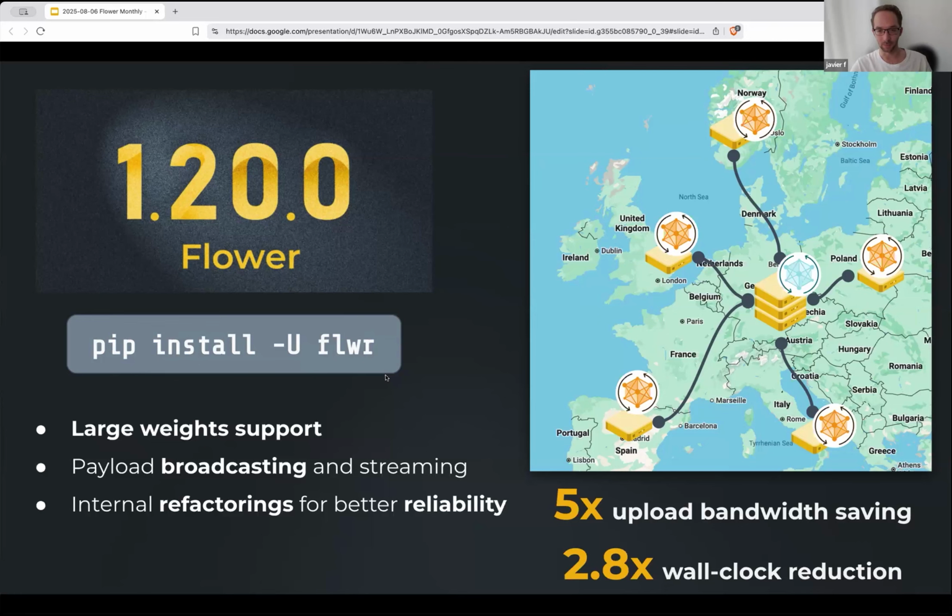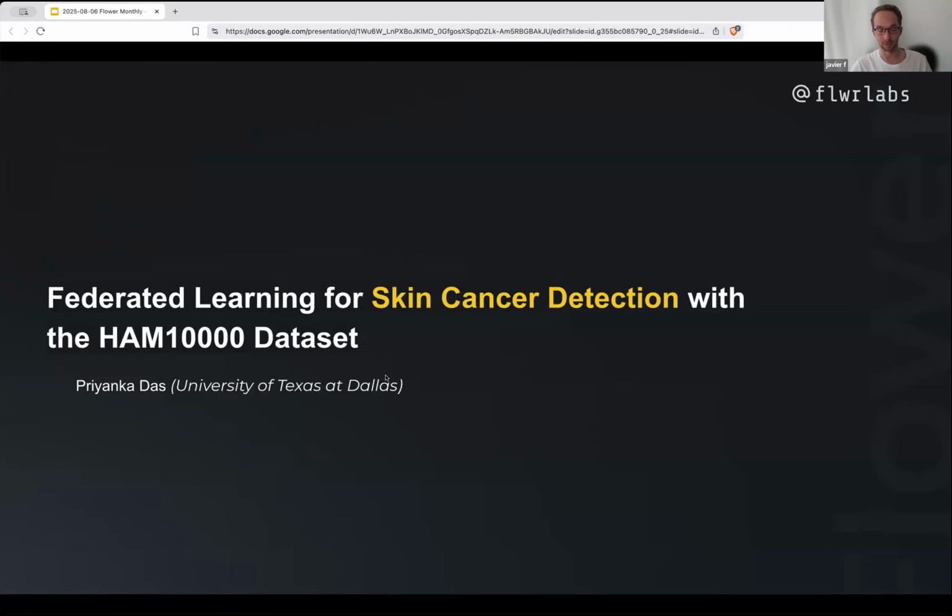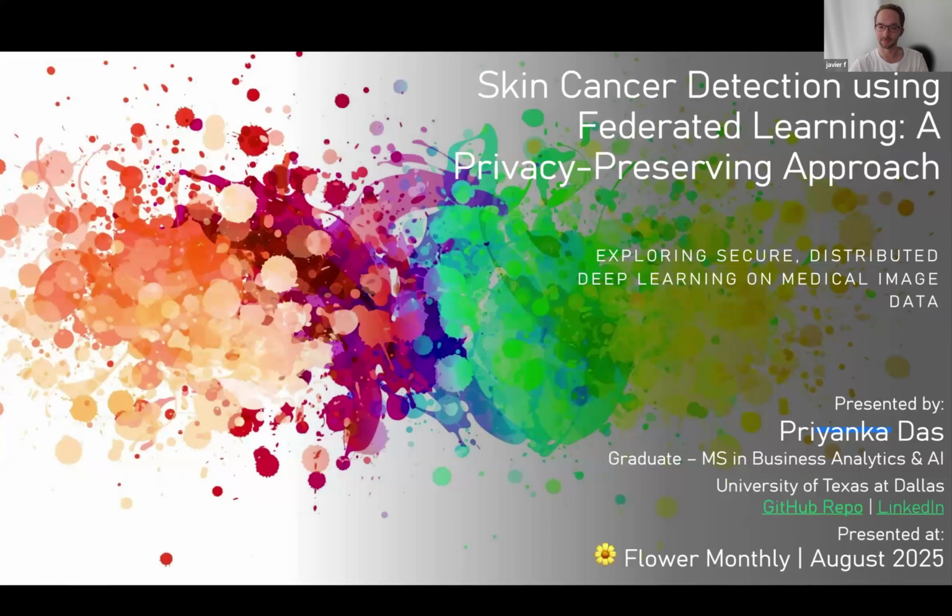So with this out of the way, let's jump into the first talk. The first talk is titled Federated Learning for Skin Cancer Detection with the HAM10000 Dataset. That's a cool name. And it's going to be given by Priyanka from the University of Texas at Dallas. So Priyanka, the floor is yours. I'm going to stop sharing my screen and you can share yours.